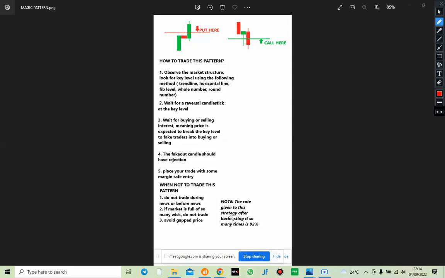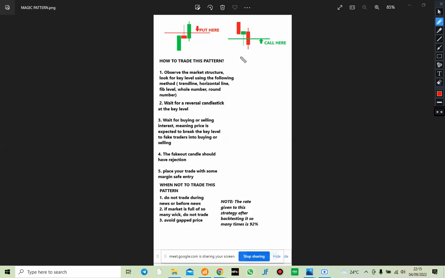The rating given to this strategy after backtesting so many times is 92%. I give this strategy 92% because I've backtested it so many times. I see that this strategy keeps working all the time. But sometimes it fails. It depends. That means the market doesn't want to reverse, or something is happening in the market that you don't understand.